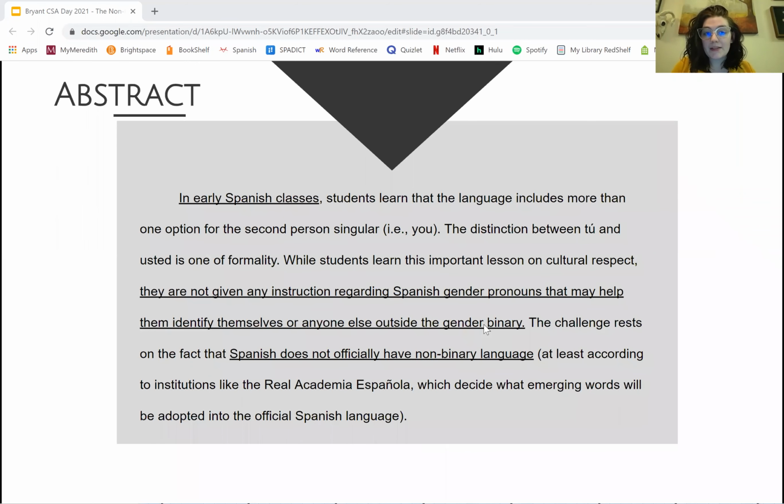In early Spanish classes, students are taught about colors, numbers, letters, basic pronunciation, and gender. However, the current curriculum does not include any instruction regarding Spanish gender pronouns that may help students identify themselves or anyone else outside of the binary. This is due to the lack of any official non-binary language in Spanish.